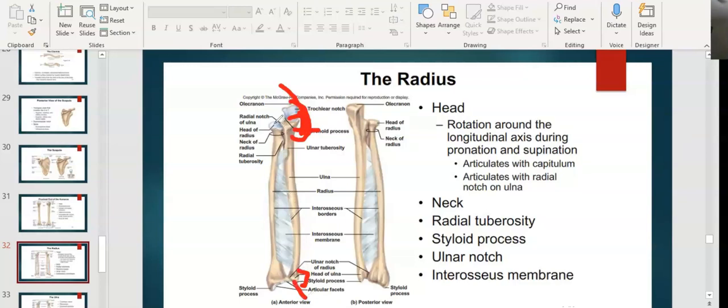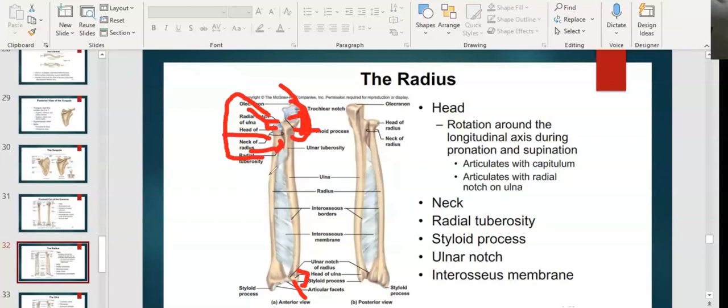If you look at the radius, we said the top part of your radius is going to be the head. If you have a head, it's because this part right here is going to be the neck. And you're going to have in here this bump right there. That one is going to be called the radial tuberosity. So these are the structures that you have in your proximal epiphysis.